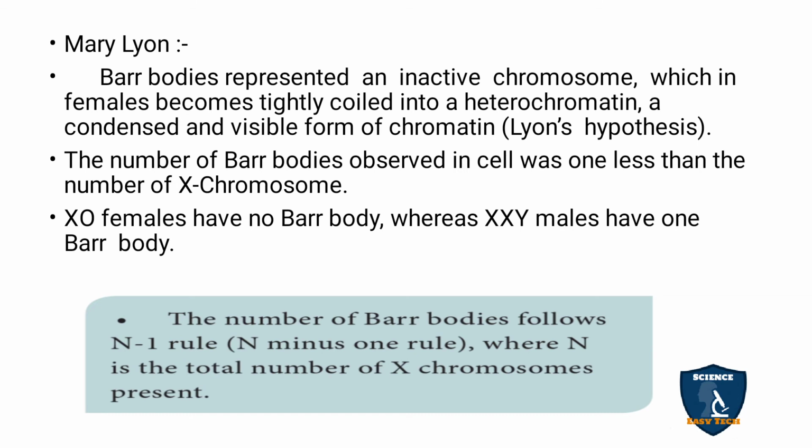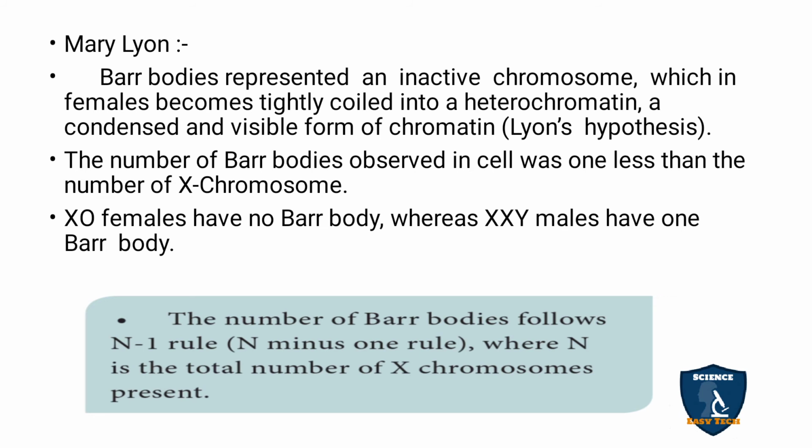They are visible also. The number of Barr bodies in a cell was 1 less than the number of X chromosomes. So in a cell there are 2 X chromosomes: one becomes the Barr body and the other one remains the active X chromosome. The XO female doesn't have a Barr body because there is only one X. So by this they are compensating the dosage level between the male and the female sex.